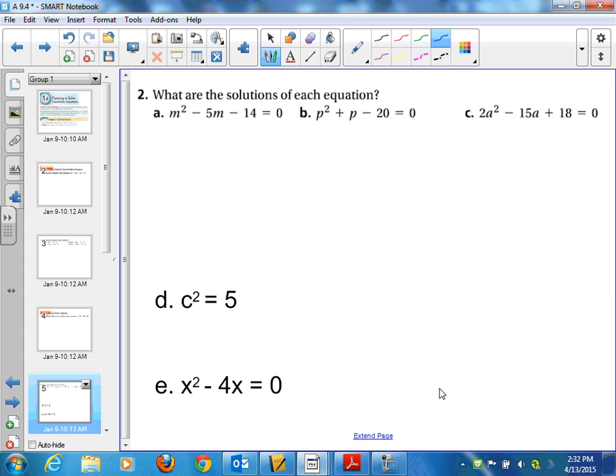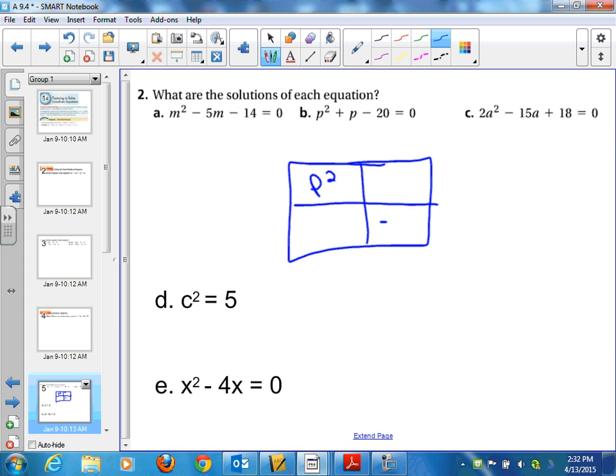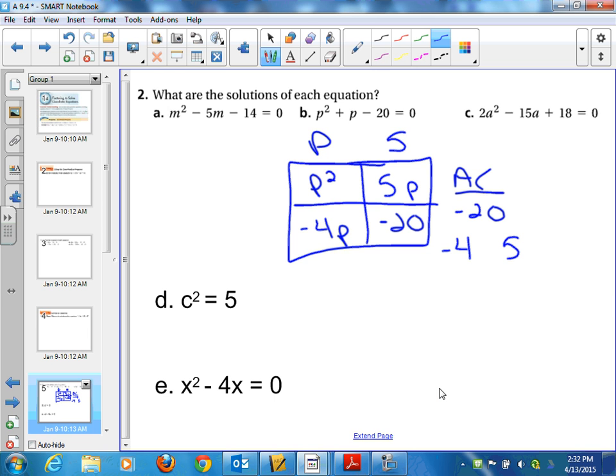On 9.4, what I would do is use a table. Notice how the directions say factor. P squared goes here, negative 20 goes here. Your AC number is negative 20. Factors of 20 to get 1 would be like 4 and 5. But let's see here. The 4 would be negative, the 5 would be positive. Yep, that's right. Negative 4p, 5p. From the top down, factor out a p, 5, p, and a negative 4.